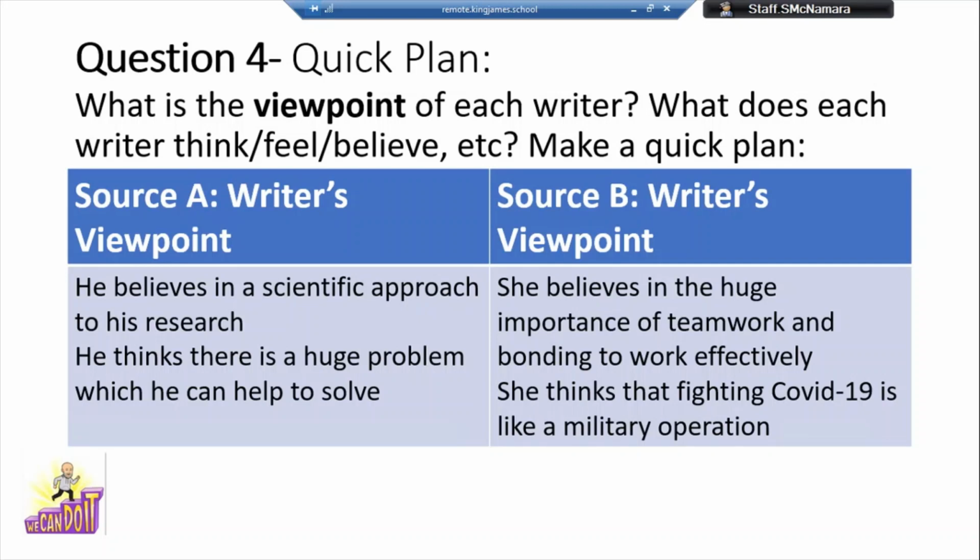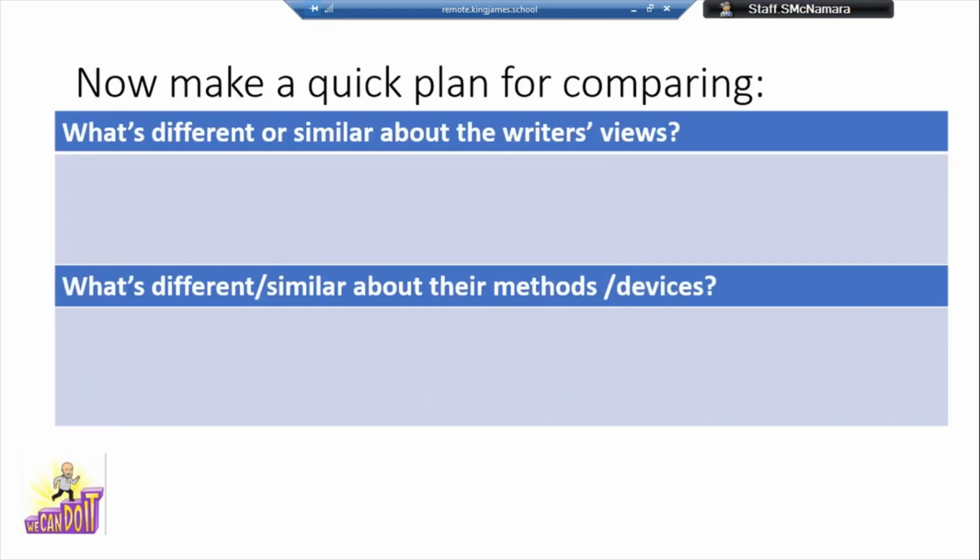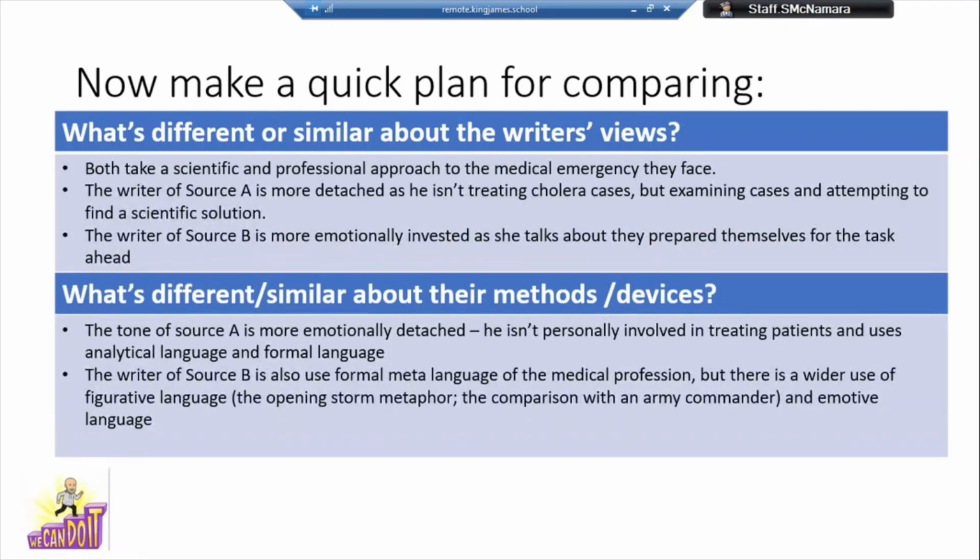And I think the other thing that comes across is that she sees fighting COVID almost like a military operation. The other thing you need to do is to think about what their views are and what methods they would use. So you might come up with ideas similar to this. I think a similarity between the two texts is they have a very scientific and professional approach to the medical emergency they face. However, source A is more detached. He's not treating cholera cases, but he's examining and trying to find a solution, see what the cause is. Whereas source B is much more emotionally invested, as she talks about the preparations for the task ahead.